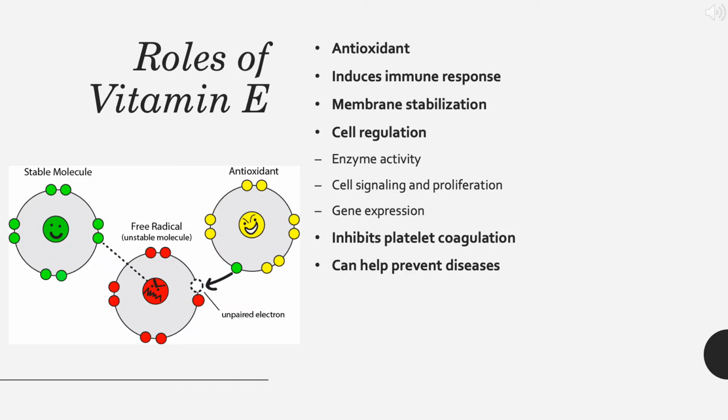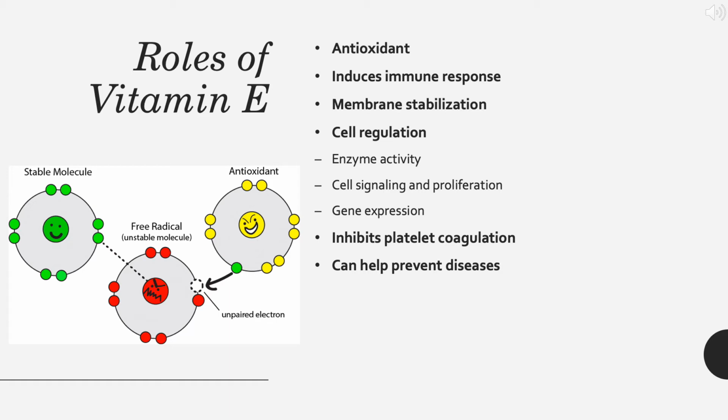I found a lot of roles that vitamin E plays in your body, but the 2 most common ones that I found were that it acts as an antioxidant and it induces the immune response. So it acts as an antioxidant because it protects your cells from free radicals that are produced from either just the food that you eat or from carcinogens like UV light and air pollution. And it does this by sharing an electron with the free radical that has an unshared electron, because otherwise it would take it from your cells, and that's what causes cancer.